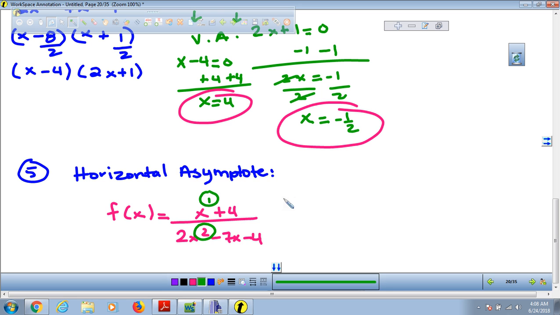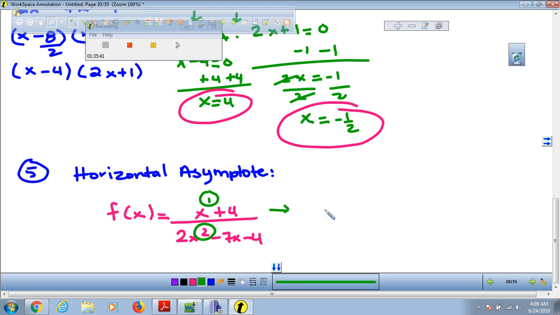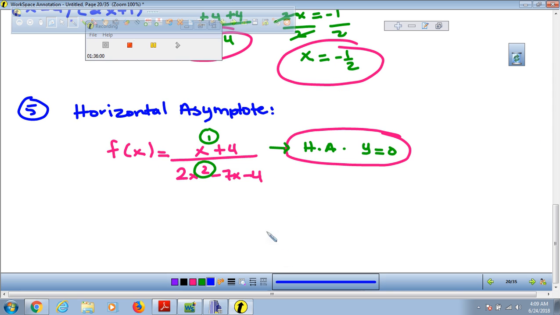So when the degree on the numerator is less than the degree on the denominator, then you have y equals 0 as your horizontal asymptote. So your horizontal asymptote is going to be y equals 0. Look up your definitions in section 3.5. That's where we saw this. Every time that a problem has a horizontal asymptote, for sure it will have no slant asymptote.